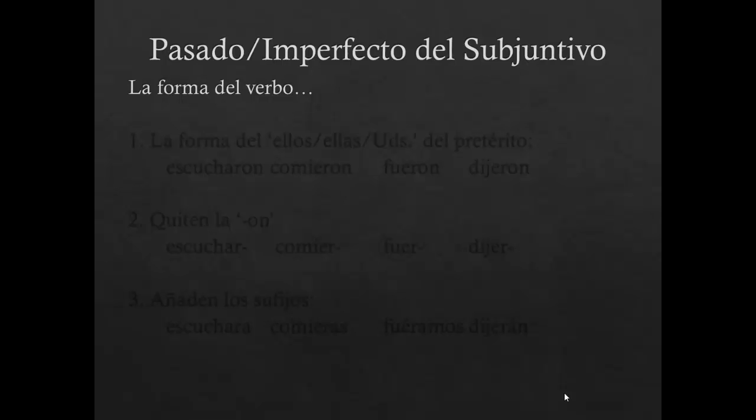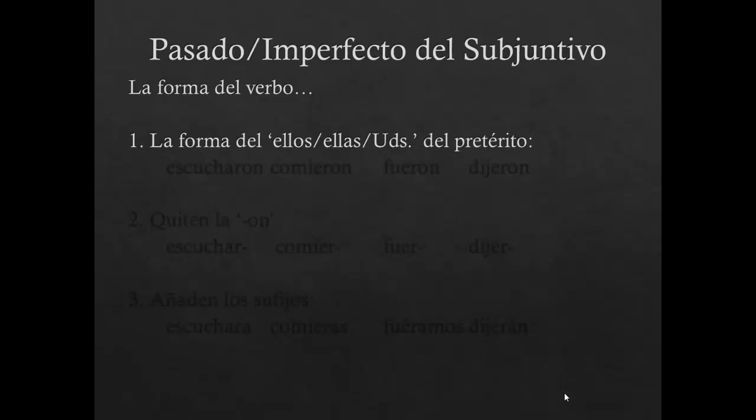First off, how do we form the past or imperfect subjunctive? We start off with the third person plural form of the preterite. This is so that we can take care of any irregularities that might arise. If we start with this form, there are no irregular forms specific to the imperfect subjunctive. So if we take verbs like escuchar, comer, ser, oír, and decir, we start with the ellos, ellas, ustedes form of the preterite of these verbs.